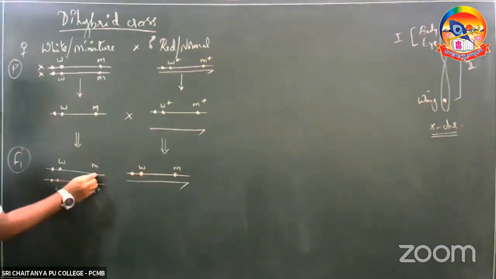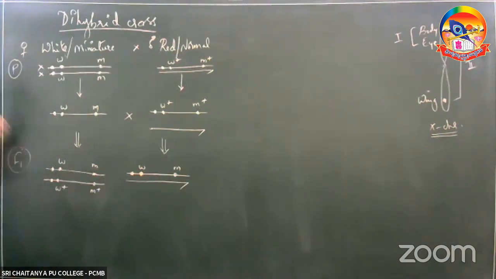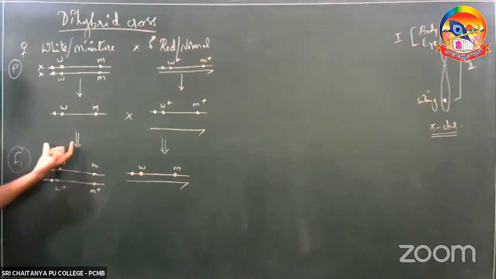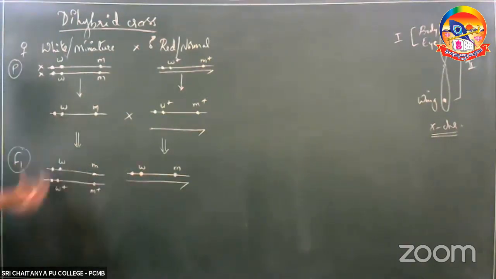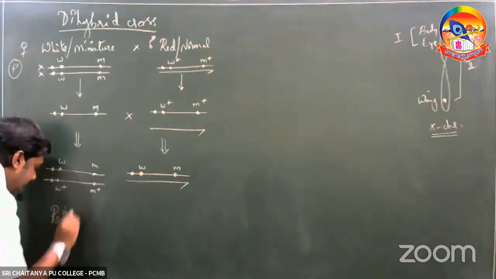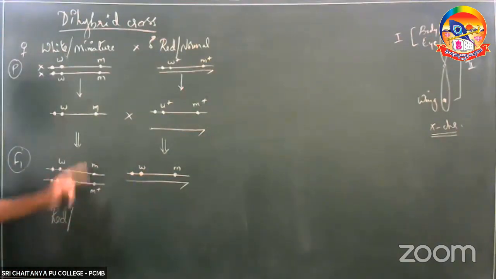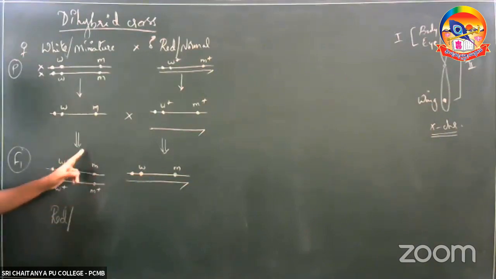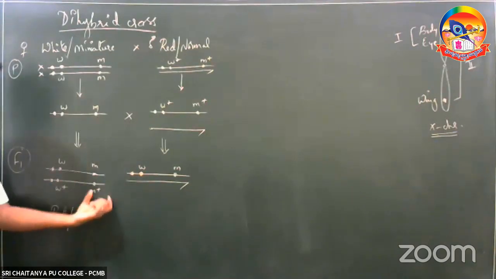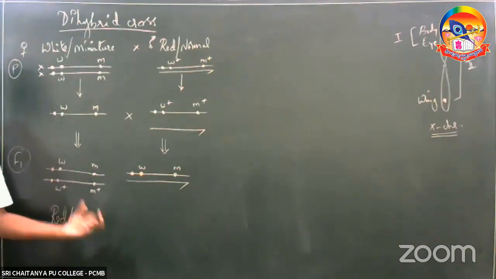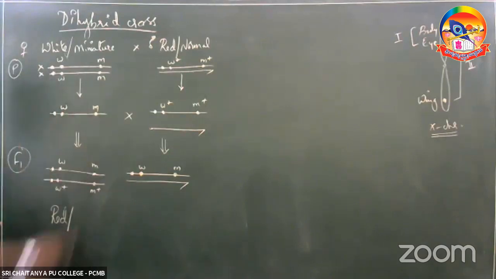Now, when we start identifying the phenotypes, what would be the phenotypes here? In the first case, it is a heterozygous condition, w and w+. We know that w+ is the dominant allele, w is a recessive allele. Since w+ is present, the dominant trait would be expressed, and that dominant trait here would be red eye. Next character is also heterozygous, m and m+. We know that m+ is dominant over m. Therefore, the dominant trait again would be expressed, so the dominant trait here for the size of the wing would be normal.